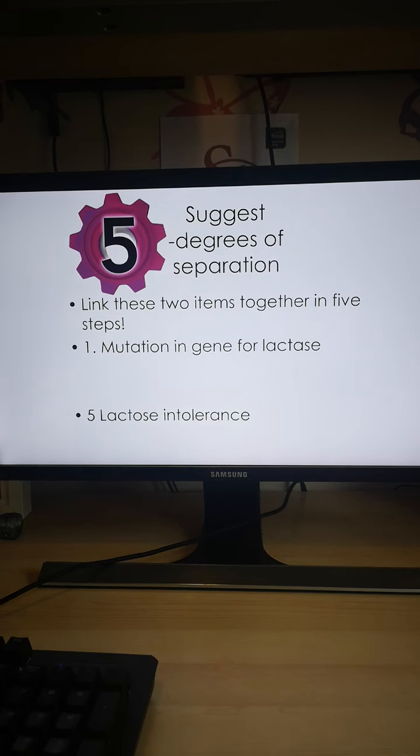Suggest 5 degrees of separation. Can you link these two items together in 5 steps? So you put 3 steps between them. A mutation in the gene for lactase and someone being lactose intolerant. So stop the video and have a go on paper.